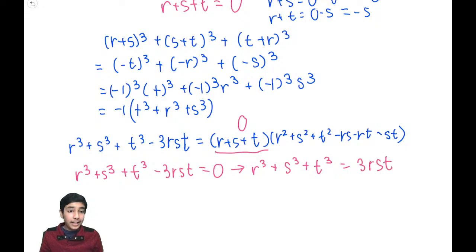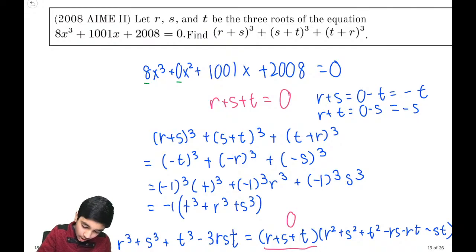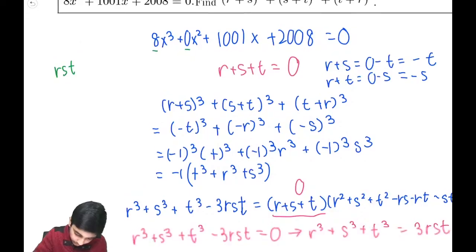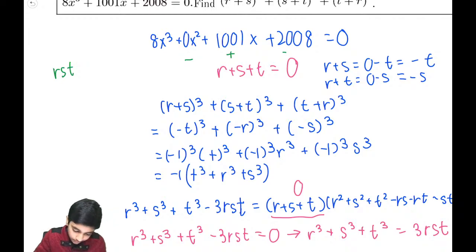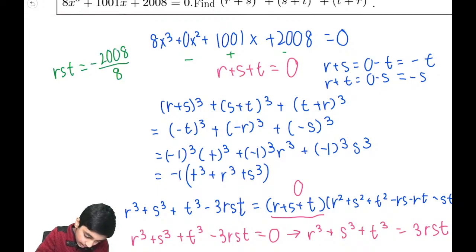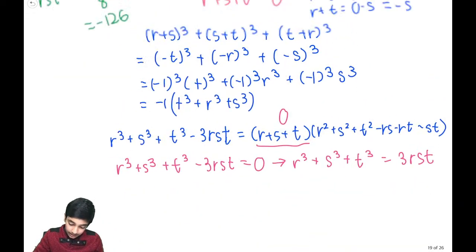Okay, so now we know what r cubed plus s cubed plus t cubed is: just 3rst. And what is rst? Well, by Vieta's formula, rst is just equal to negative, positive, negative. Oh, this underline looks confusing, so I'm just going to erase that. So rst is equal to negative 2008 divided by 8, equal to negative 251. So we can substitute that into our expression.